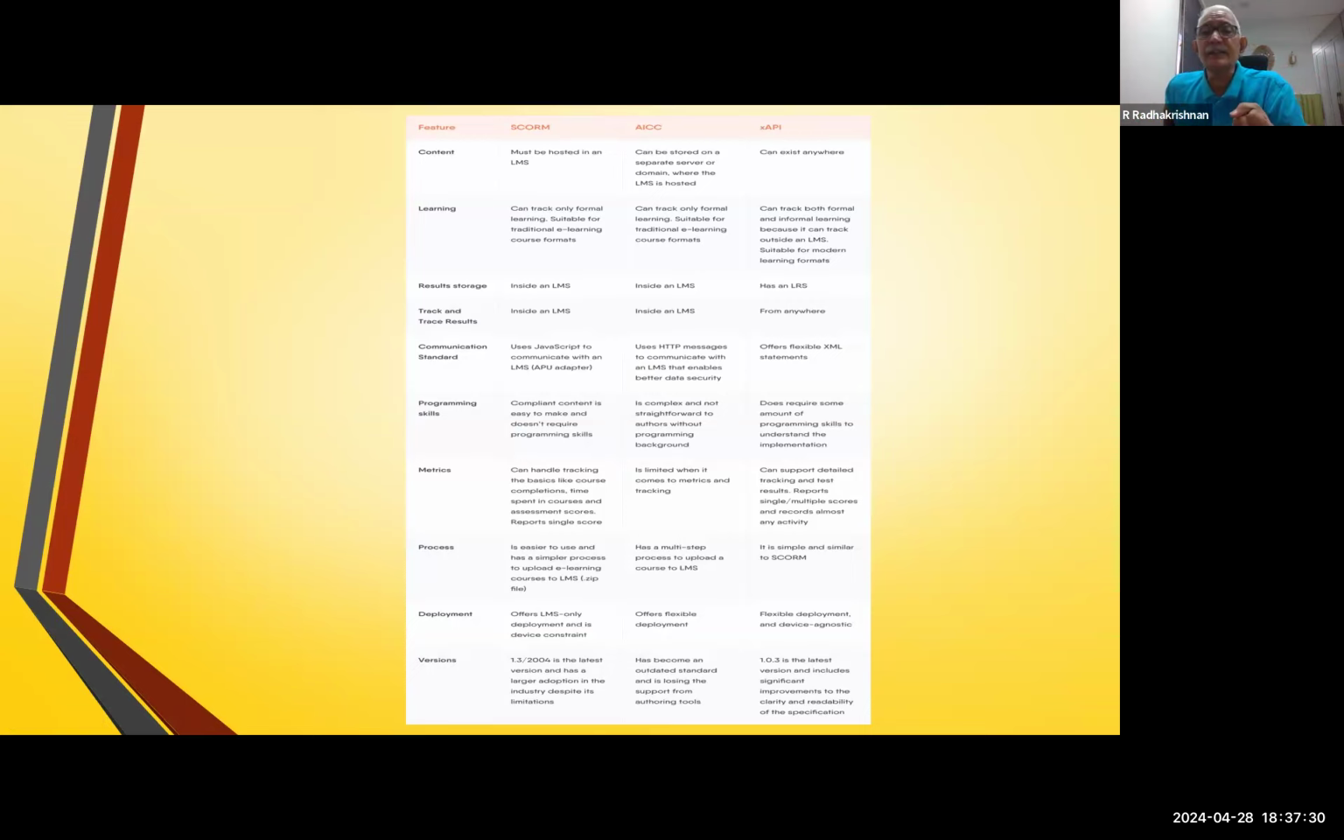Similarly, track and trace results. xAPI is mostly independent of the LMS. It has more flexibility, whereas SCORM and AICC, with respect to every feature, have to be ported inside the LMS, whereas xAPI opens the window to go beyond the LMS. That is the importance of xAPI. Nowadays, xAPI is getting more and more popular.